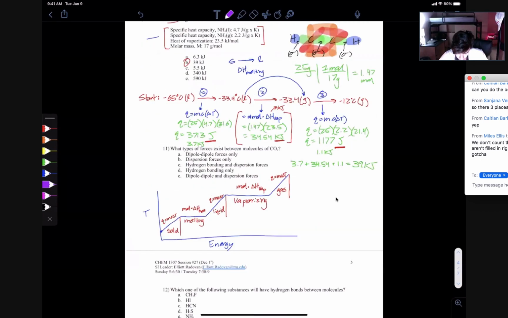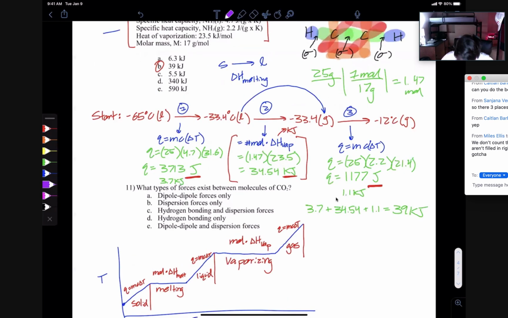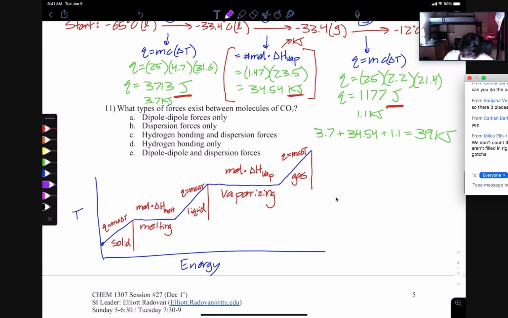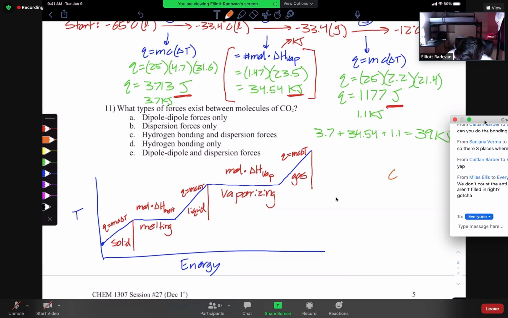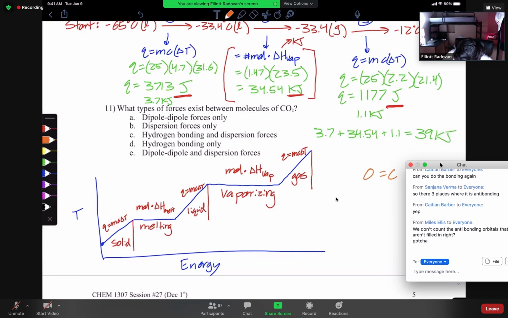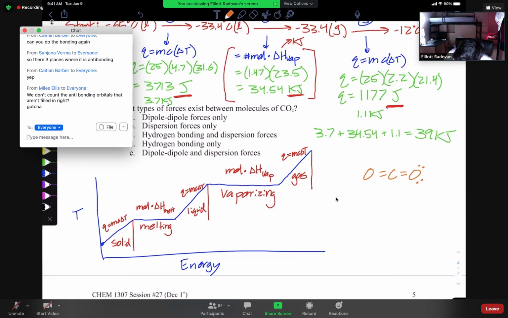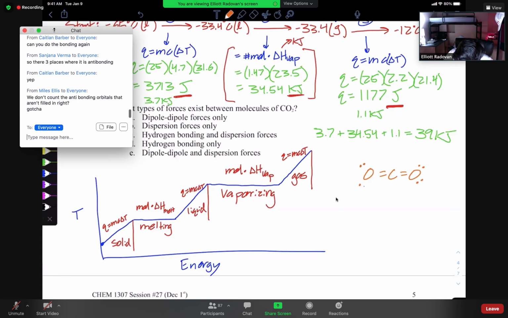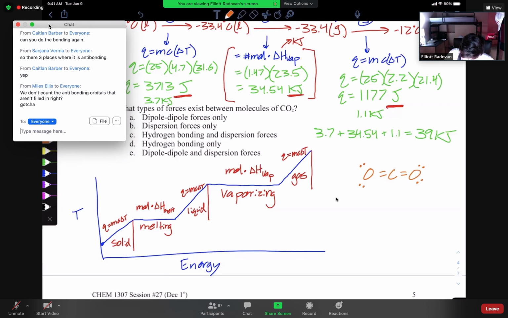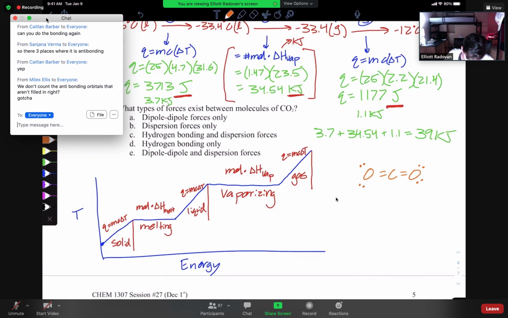So I believe we skipped 11. So 11 says, what types of forces exist between molecules of CO2? Okay, so I'll do this one in, what's the color I've used? Orange. So we'll draw CO2 down here. I've drawn it 1,000,000 times already, so this is my structure for CO2. Okay, so it's saying what types of forces exist between molecules of CO2.